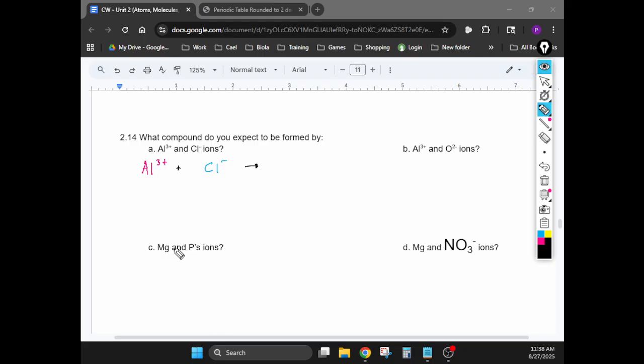The easiest way to do this is to balance out the positive and negative charge. Do we have more positive or negative charge? More positive, right? So we have to balance that aluminum by adding more chlorines, which are negative. How many chlorines do we need in total? We need 3, because that gives us 3 minus. So you need 1 aluminum and 3 chlorines, and the molecule you make is AlCl3.